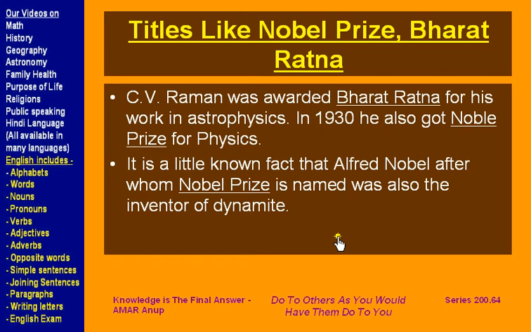Then titles like Nobel Prize, Bharat Ratna or any other title are also capitalized, and the example is: C.V. Raman was awarded Bharat Ratna for his work in astrophysics. In 1930, he also got Nobel Prize for Physics. So, B and R in Bharat Ratna are capitalized, and N and P in Nobel Prize are capitalized, and they are the titles, they are the rewards.